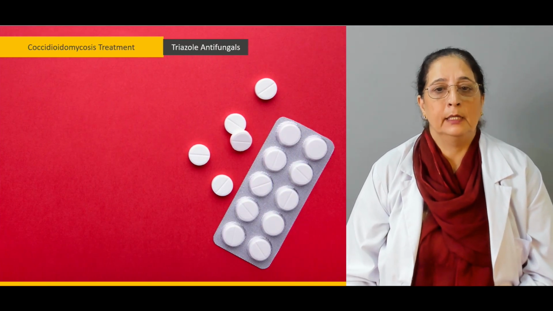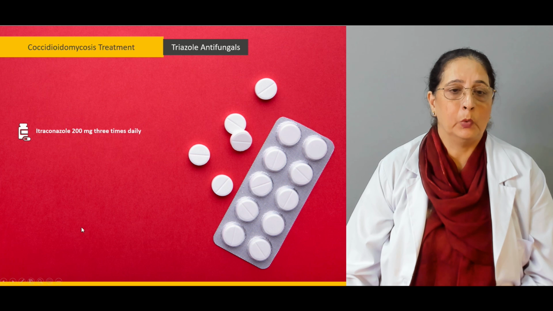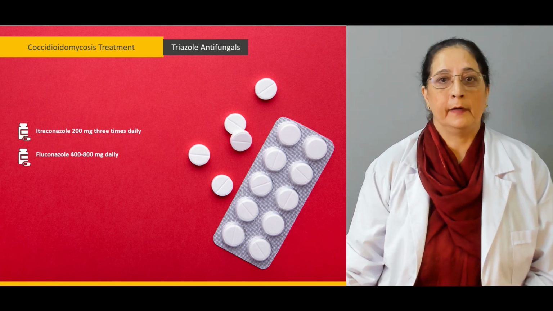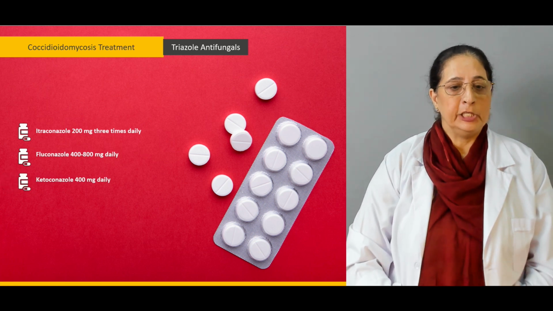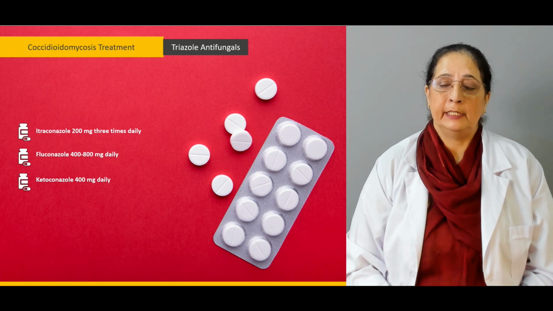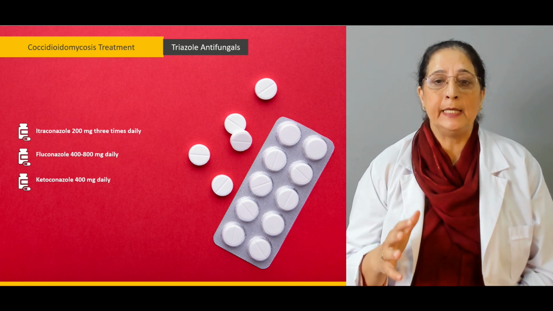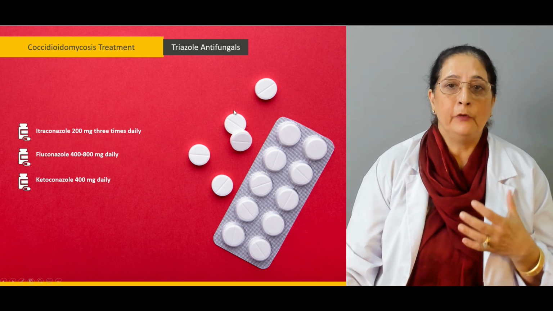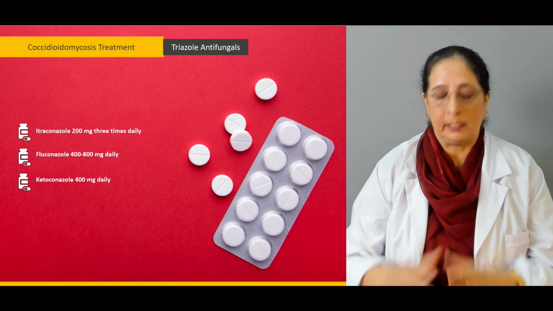Then we have triazole antifungal drugs. These are itraconazole 200 milligram 3 times daily. And then we have fluconazole, which is 400 to 800 milligram daily. And then ketoconazole 400 milligram daily. So all these are very effective antifungal drugs, amphotericin B. Then we have triazole antifungals, itraconazole, fluconazole and ketoconazole, all very commonly used antifungal drugs.